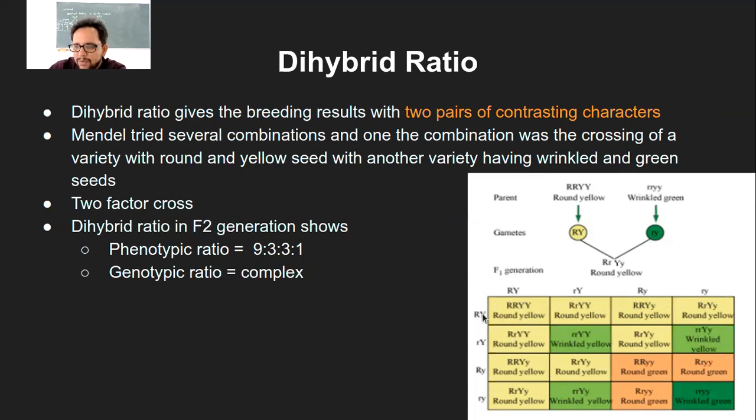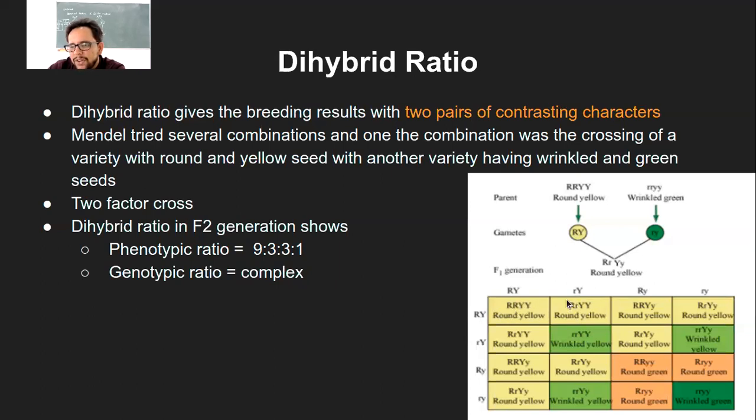Now, in this case, if you look, capital R, so RR, that is both capital Y, again the same thing. So this will exhibit round and yellow, and so on and so forth. So this second one is actually the second column and the first row. So that is capital R and small r. So that is your round phenotype again. But this is heterozygous for seed shape and homozygous for seed color. This is homozygous for both traits.